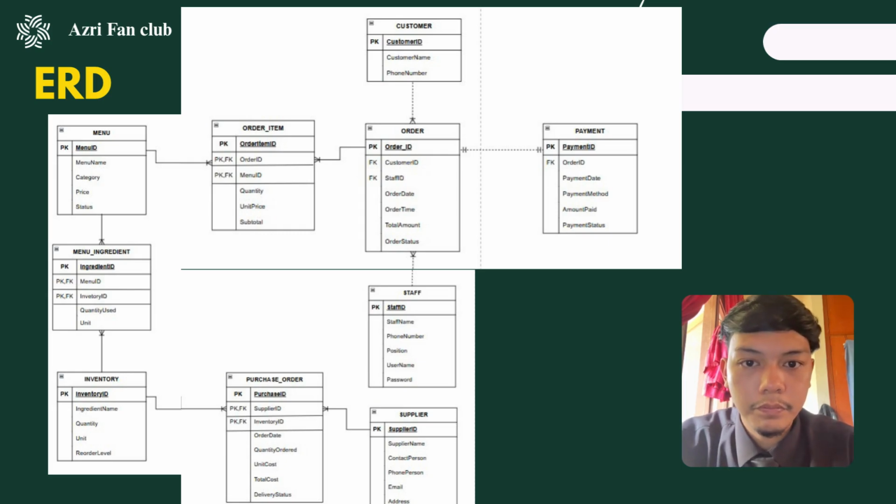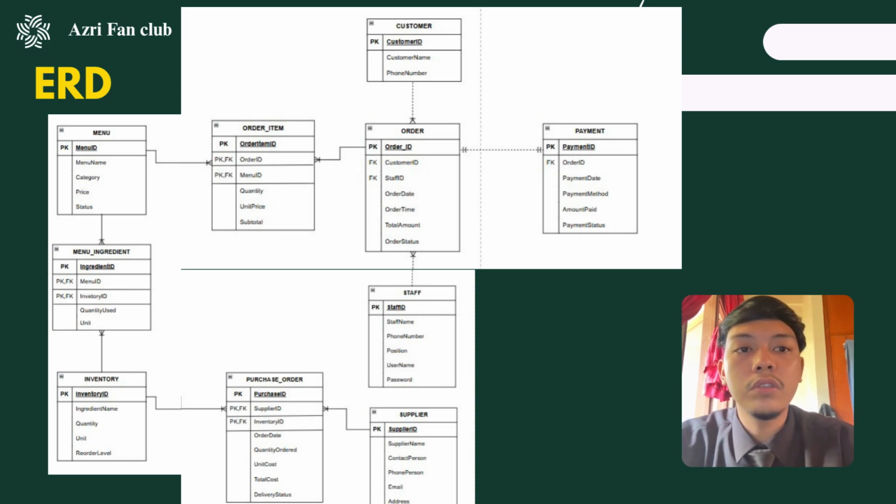Next, for inventory management, the menu table is connected to the inventory table through the menu ingredient table. Here, menu ID and inventory ID are foreign keys, showing that one menu item uses many inventory ingredients, and one inventory item can be used in many menu items.